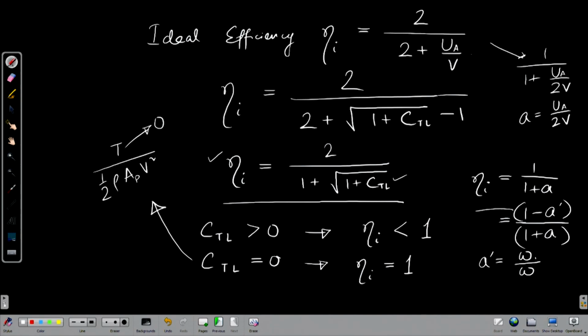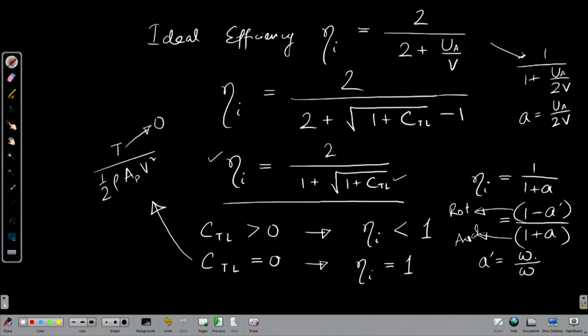the numerator is the rotational component and the denominator is due to the axial component of the induced velocity.